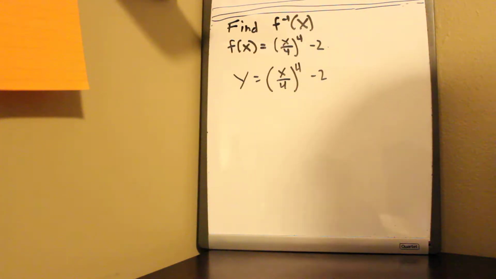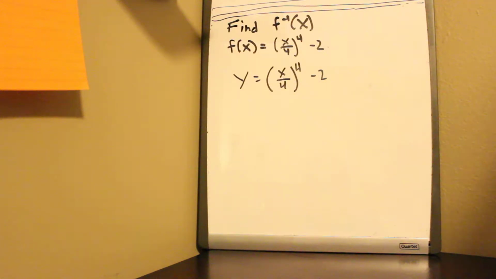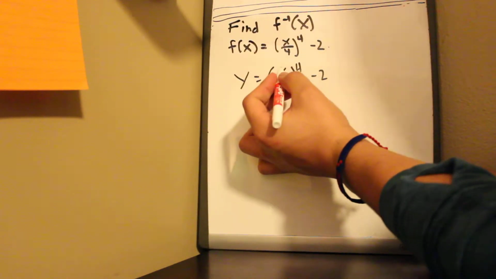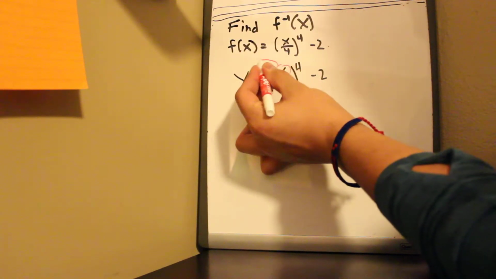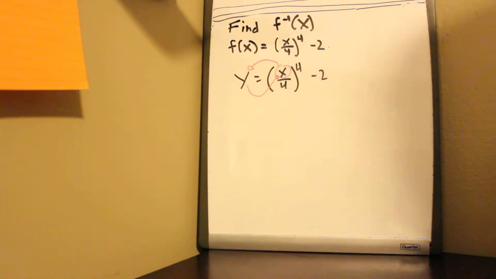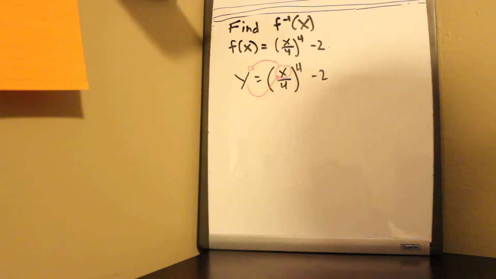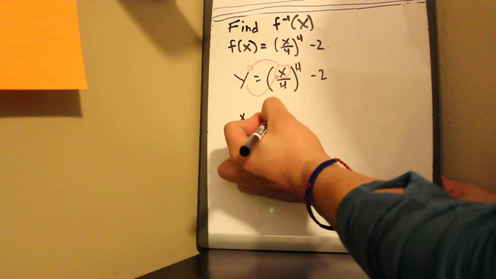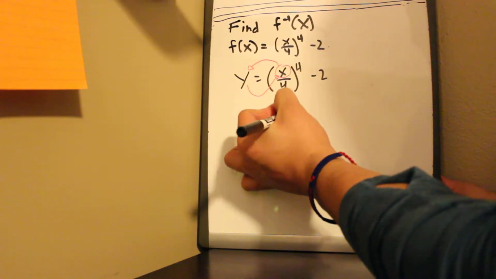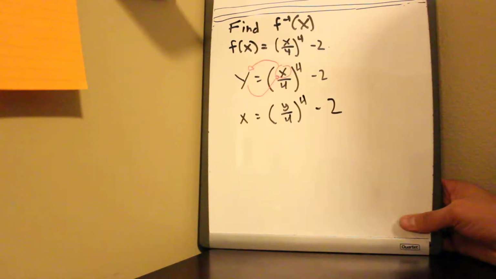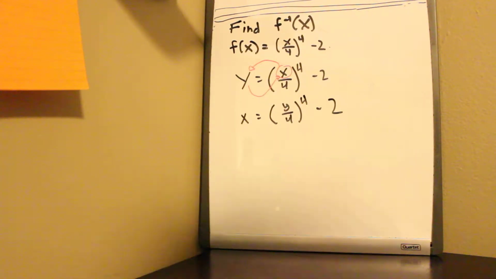Now remember that in order to use inverses, we have to switch our inputs and our outputs. So we want to switch our input into our output and our output into our input. All you're really doing is just switching the variables. So you get x equals y divided by 4 raised to the 4 minus 2. Perfect.